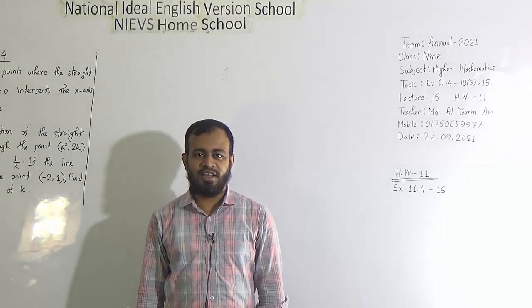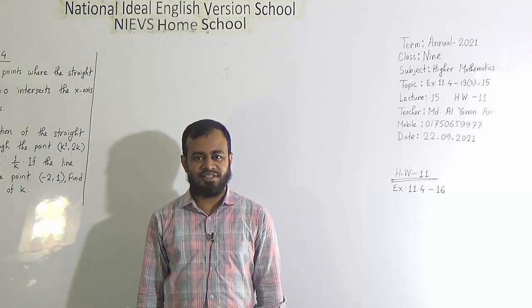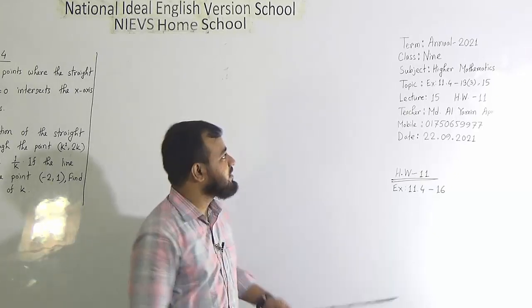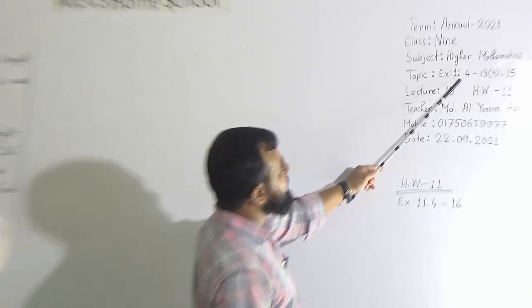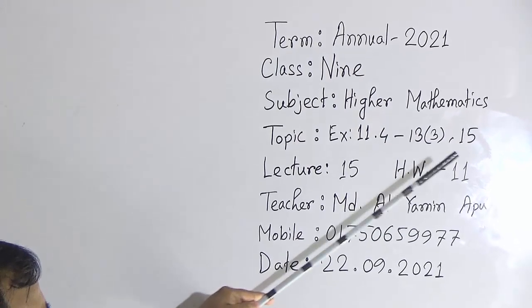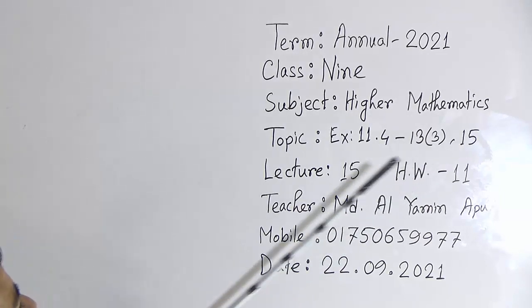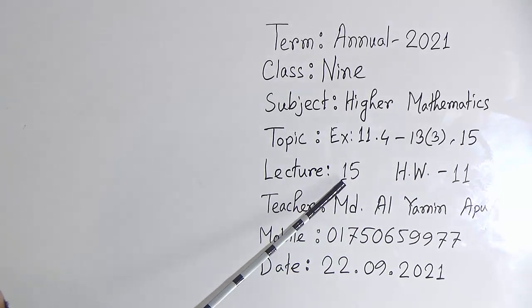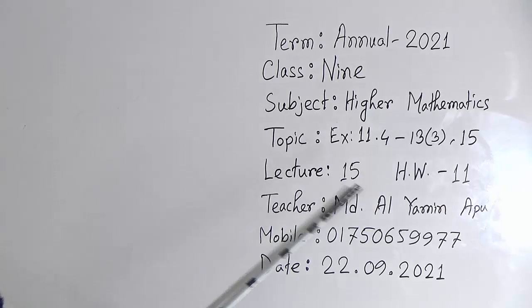Today I am going to take a higher math class for the students of class 9. Our today's topic is exercise 11.4, question number 13, activity 3, and question number 15. Your lecture number is 15 for the annual term examination of 2021, and you have a homework.